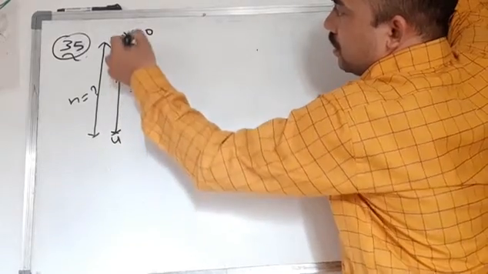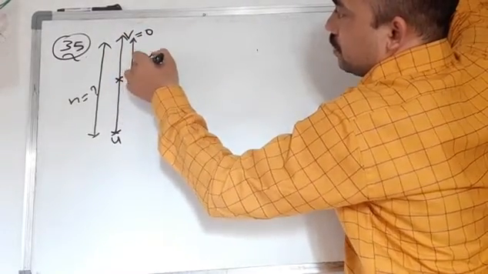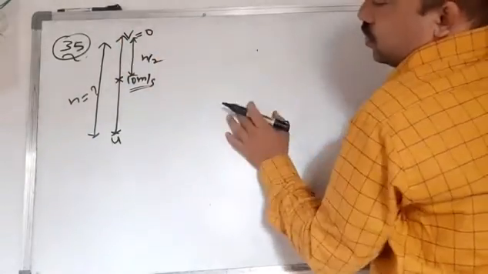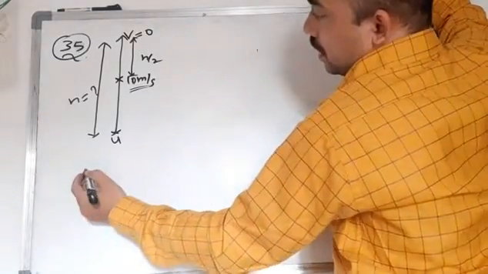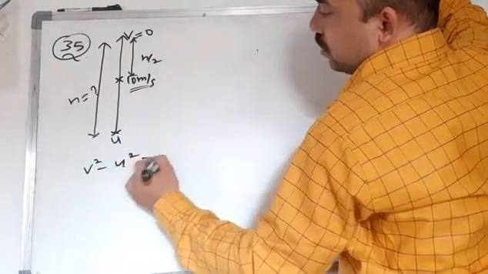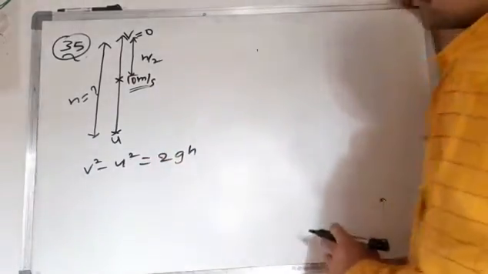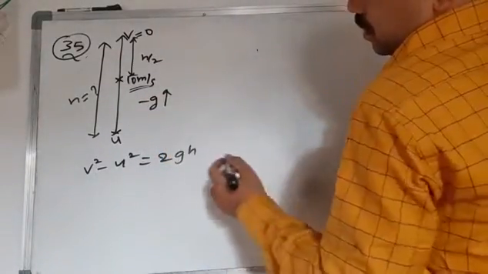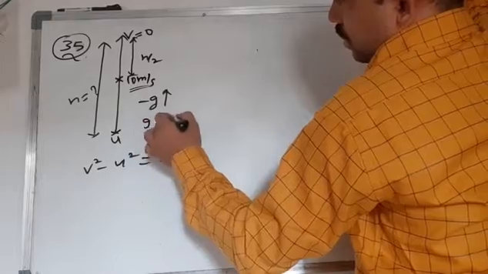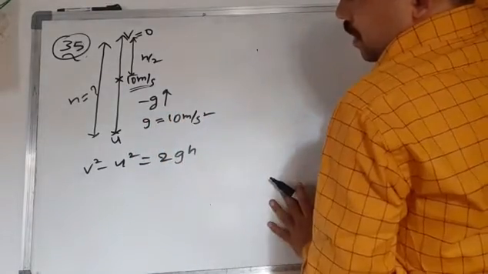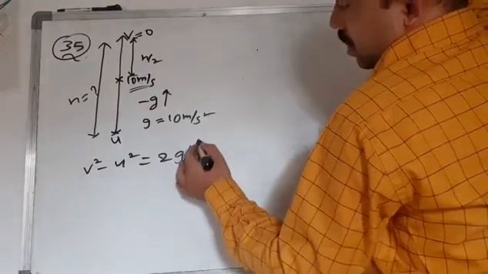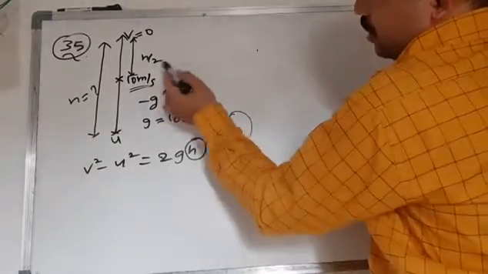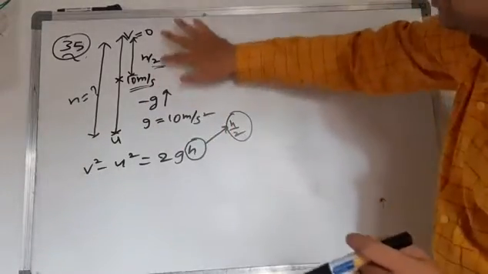So here to here the height will be h by 2. Now you know this velocity and distance. So you apply the formula v square minus u square is equal to 2gh. As it is going upwards, g is taken as negative. We know g value is equal to 10 meter per second square. So in place of h we have to replace this h by 2. Why? Because the height is h by 2 between these two velocities.